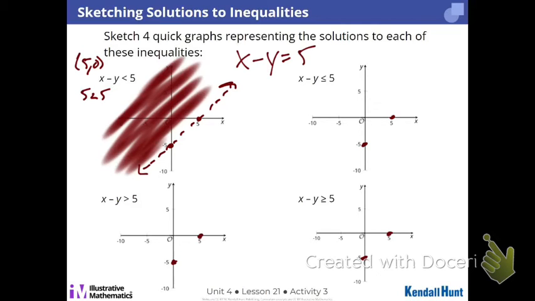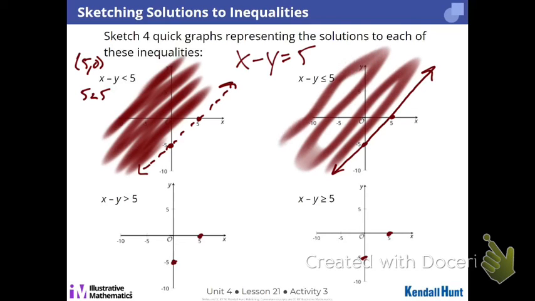So looking at the next one, the top right. It says less than or equal to. So what does that mean about my line? Does my line work? Yes, 5 works, right? To get a sum of 5 works. So a solid line. Let's test the origin. Is 0 less than or equal to 5? Yes, so I shade above.